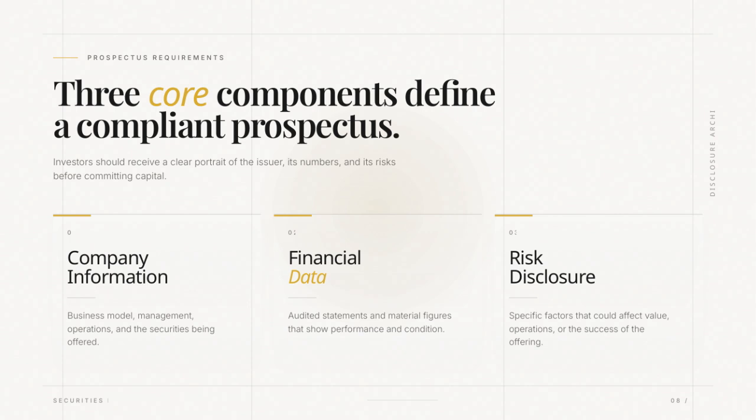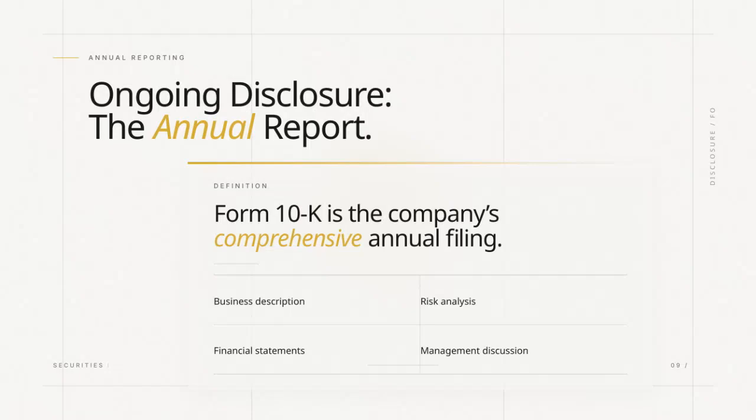Investors must be informed of any specific risks that could impact the company's value, operations, or the overall success of the offering. Together, these elements provide a clear and complete portrait of the issuer, helping investors make well-informed decisions before committing their capital. Now, let's focus on annual reporting, which is a critical aspect of corporate transparency.